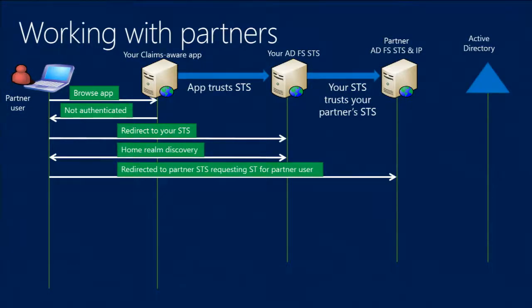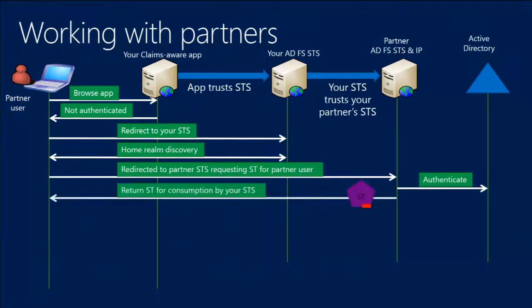It may be an ADFS server. It might be just a straightforward security token service running on a completely different platform. Industry standard, all this works, mix and match. Authentication happens, you get a token back. That token cannot be used by the application because the application doesn't trust it. It's been issued by the partner's security token service. The only one that trusts that is our security token service. So the token goes back to our security token service.